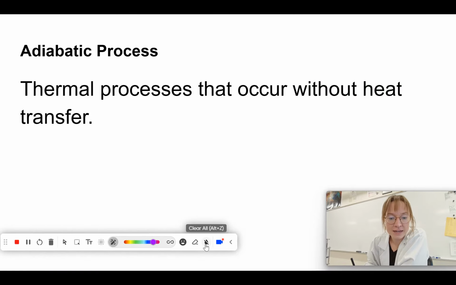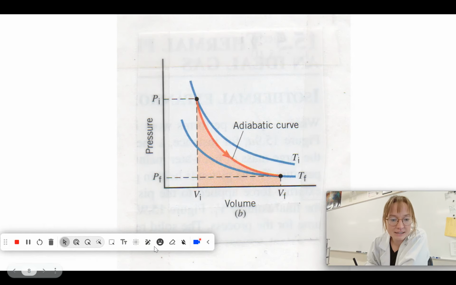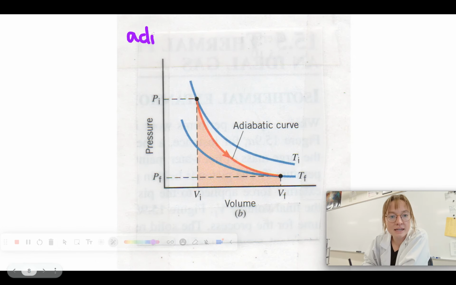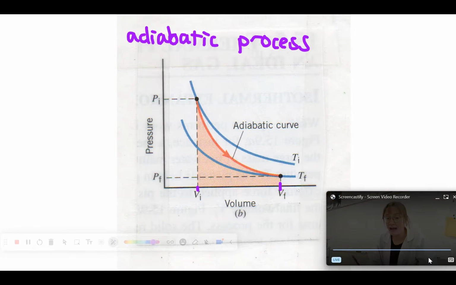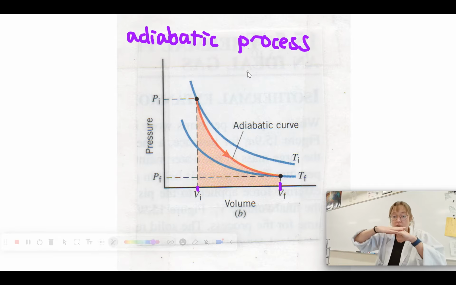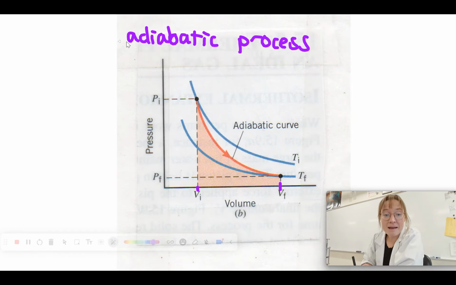Let's go ahead and look at a graph of an adiabatic process. In this one, they actually have a gas that is expanding. Notice it starts at a smaller initial volume and it ends at a bigger final volume. That means that the gas is doing work on its environment, so it had to take away some of its own energy in order to do that work, and the temperature decreases. You can see the temperature goes down as the gas does work on its environment.